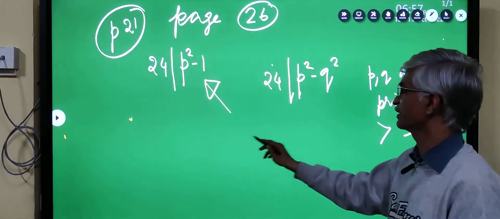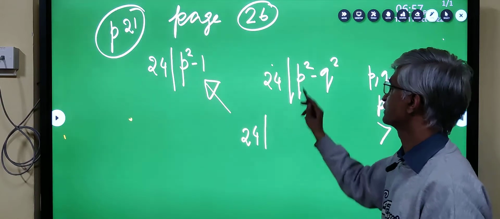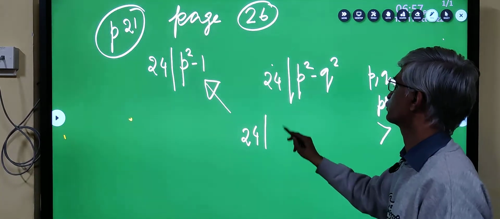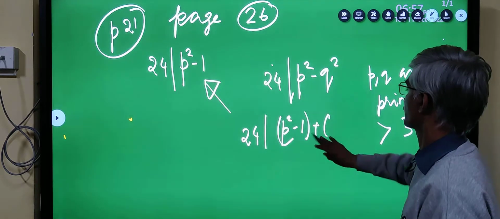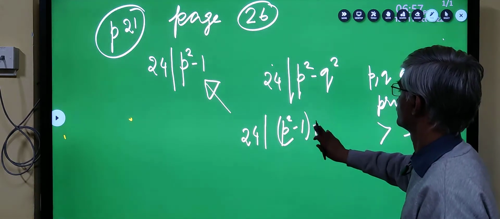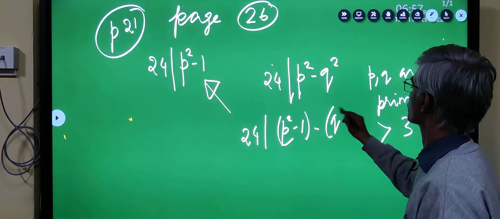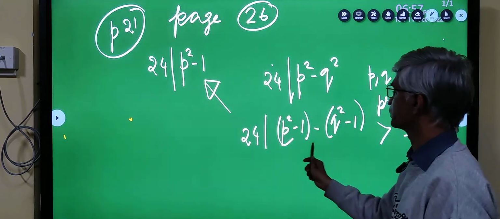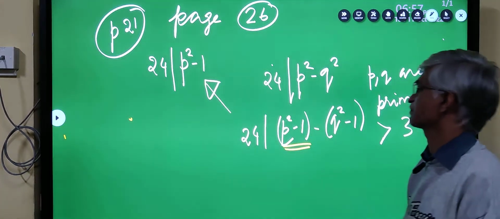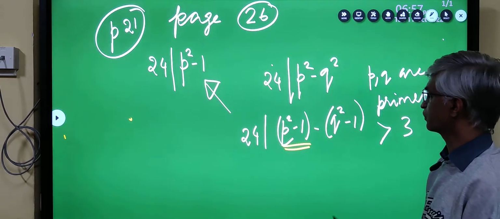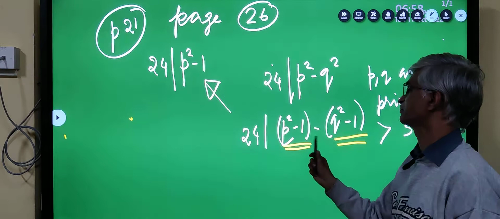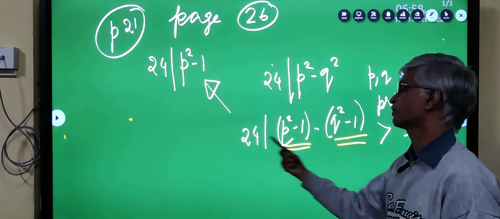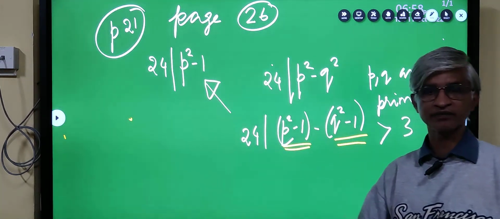Now this one we can make short work of. Just rearrange p square minus q square as p square minus 1 minus q square minus 1, and we just proved that this is divisible by 24. This is also divisible by 24. So both of them, the subtraction of these two is also divisible by 24, and we are done.